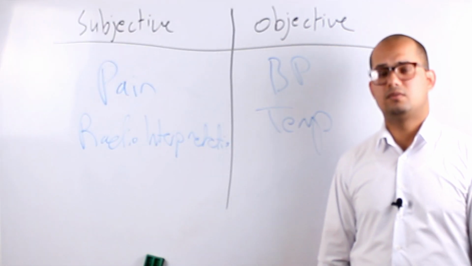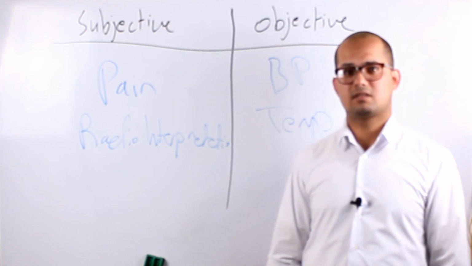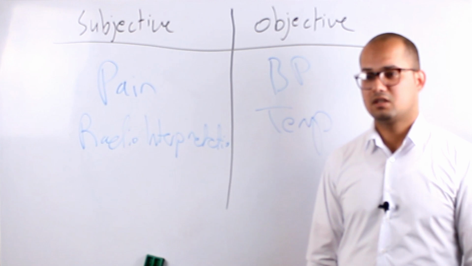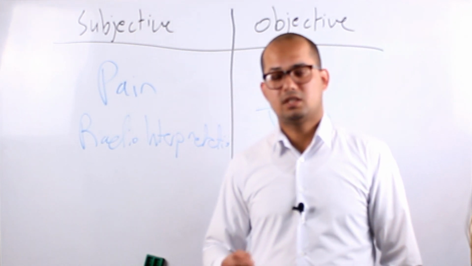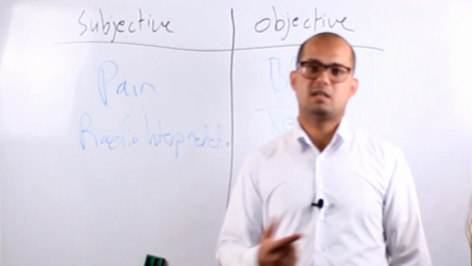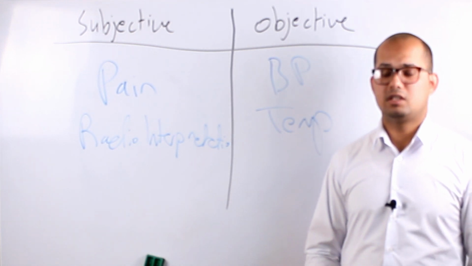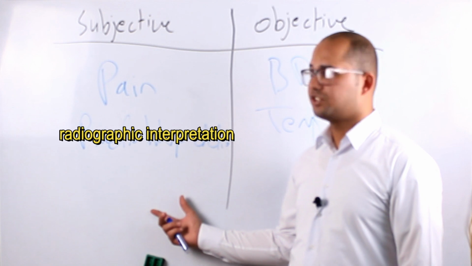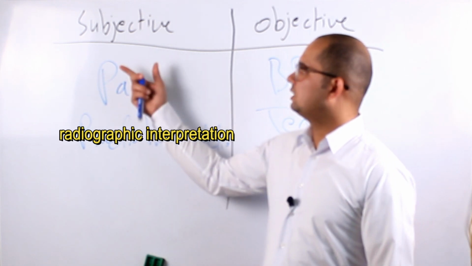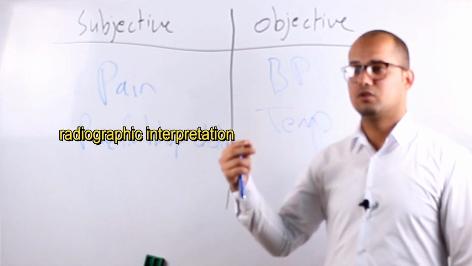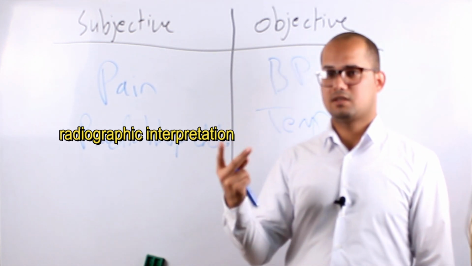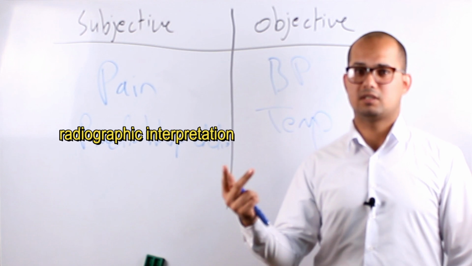We make a lot of mistakes, a lot of misinterpretation of radiographic images. So radiographic interpretation depends on the examiner. It depends on your knowledge. That's why radiographic interpretation is something subjective, not objective, because two people can look at the same image, and one will tell you this is normal and the other will tell you this is abnormal.